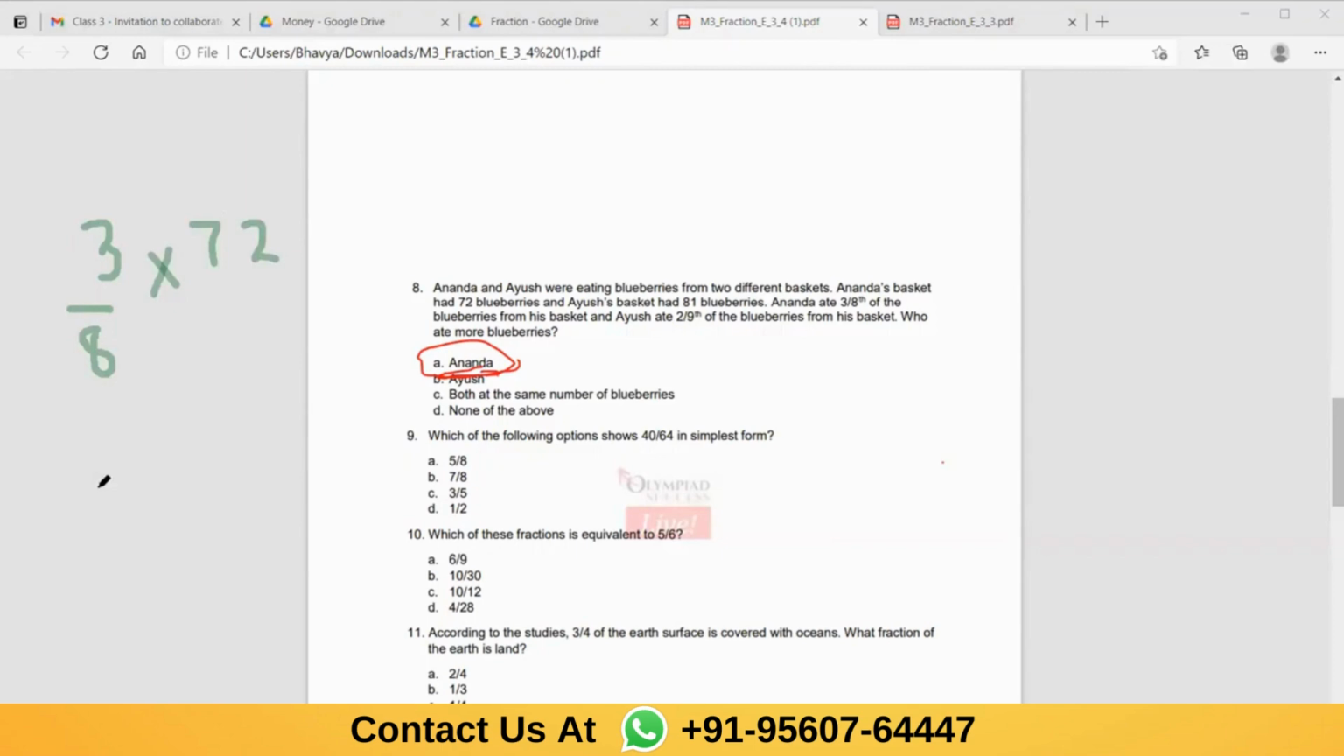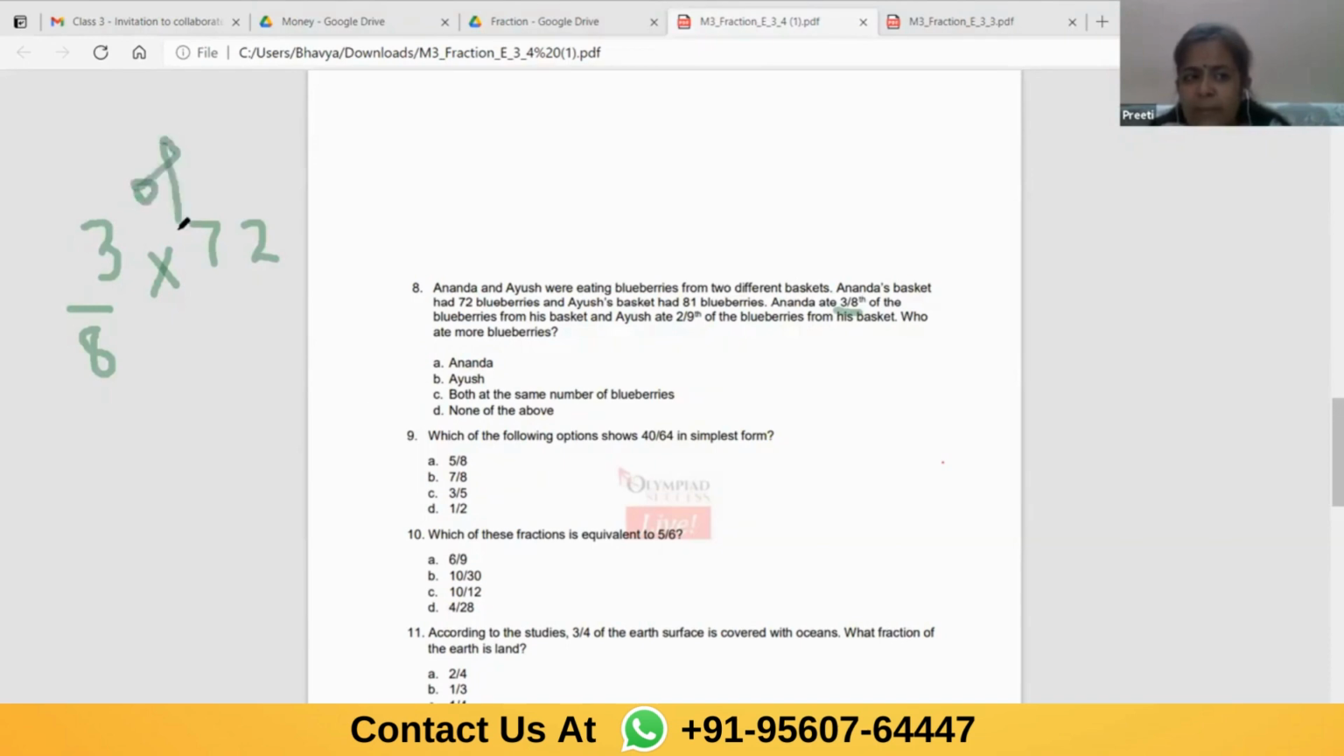No, ma'am. Okay. See, there are two people, Ananda and Ayush. Ma'am, actually the answer is on the screen only. We can see it. Yeah, I know somebody marked the answer, but Bobby is not able to figure out how to do it. So I have to tell her that. Now 72 blueberries are there with Ananda, but Bobby, how much did Ananda eat? Only 3 by 8. So we have to find out 3 by 8 of 72. Of means 3 by 8 multiplied by 72.